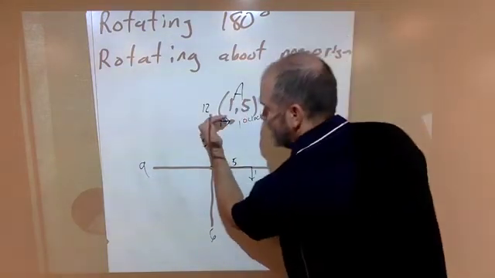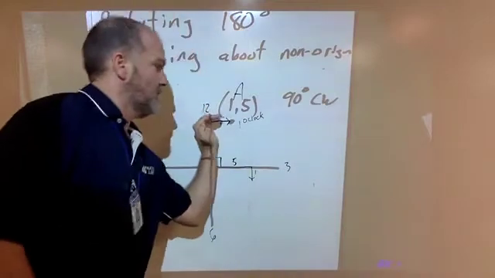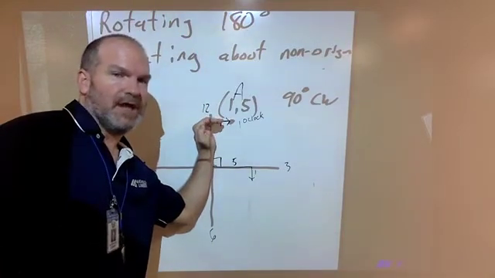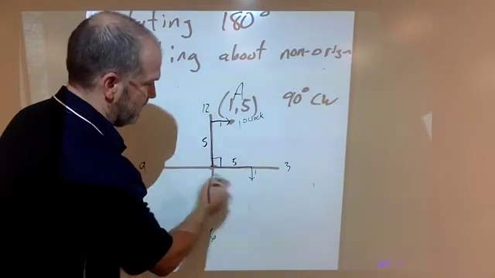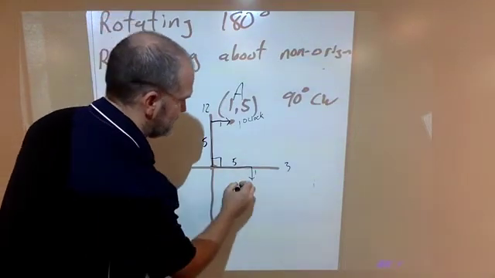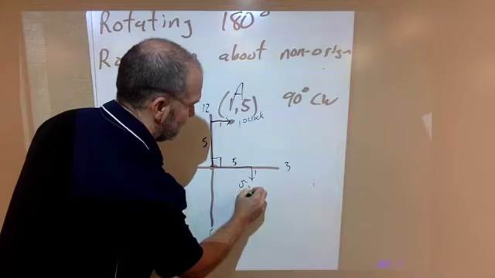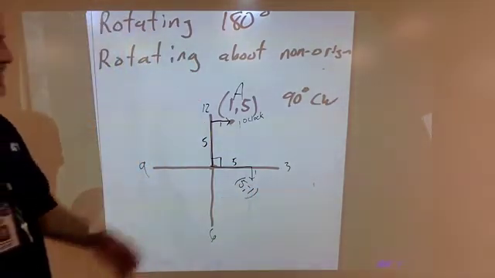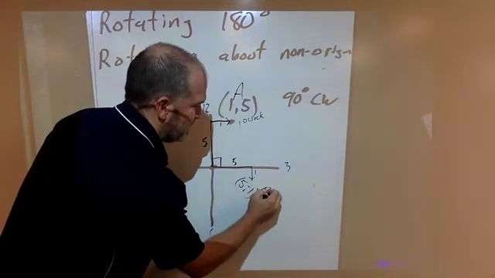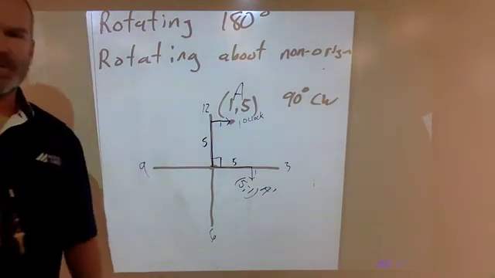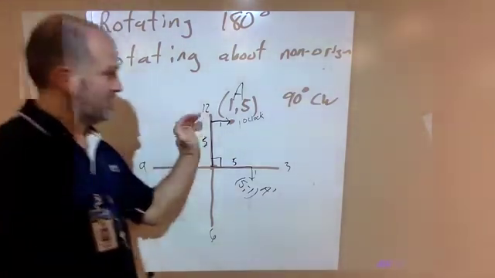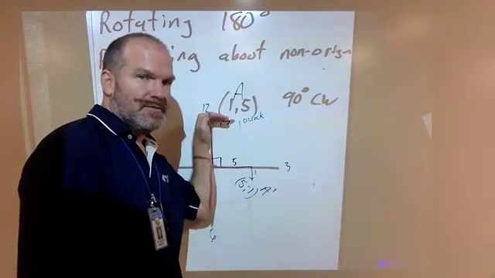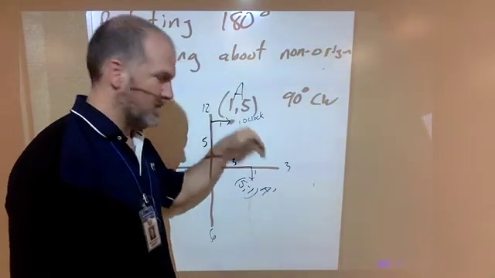So you just rotate that crazy looking hand on the clock 90 degrees and it goes to right here, over 5 down 1, which is the point 5, negative 1. So A prime, we found it, is 5, negative 1. So it's not that difficult to do if you're rotating around the origin, as long as you're using the crooked hand in the clock method.